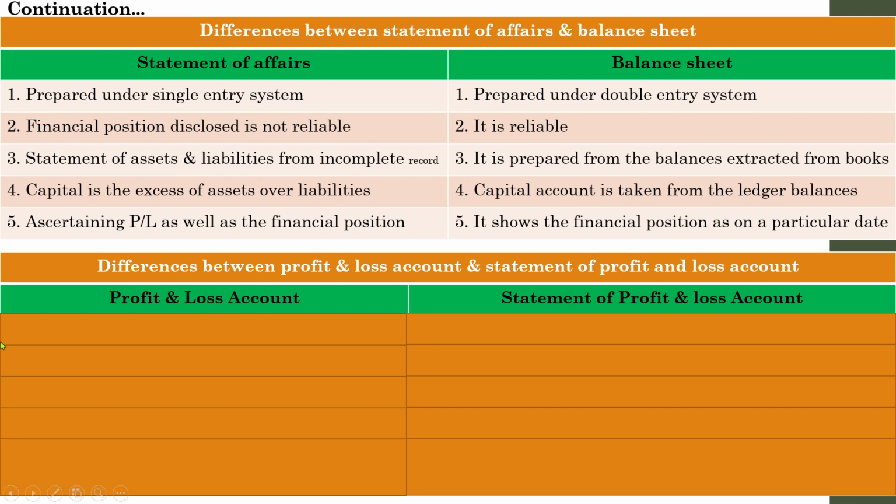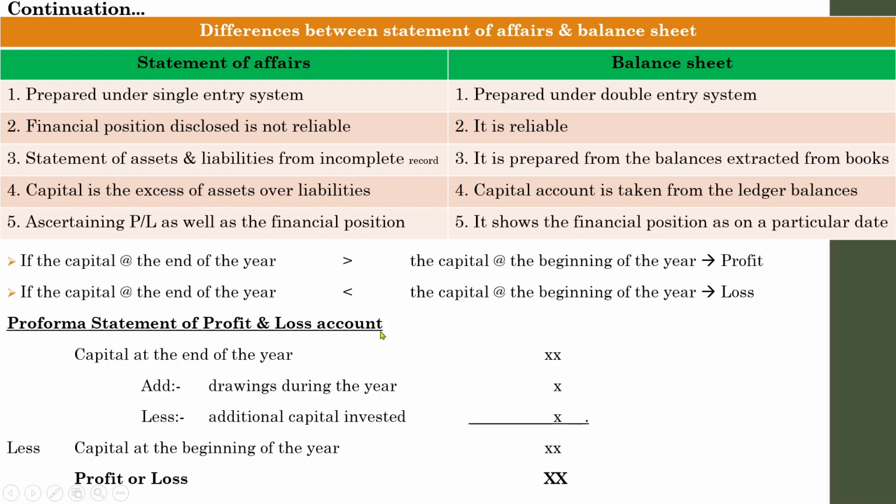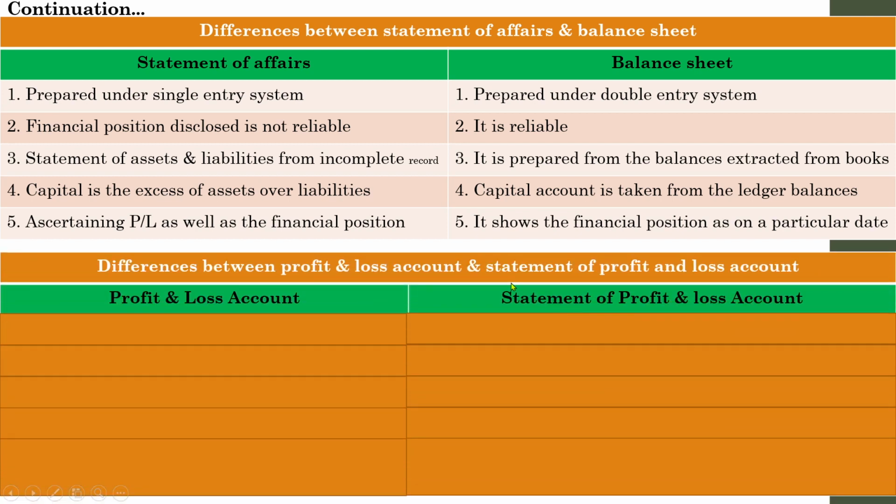That is the profit and loss account, and statement of profit and loss account is what we have just learned. See this one, statement of profit and loss account. This one is known as statement of profit and loss account. This is the second step that has to be followed while computing or finding out the profit or loss of a business concern that follows a single entry system. So what is the difference between these two?